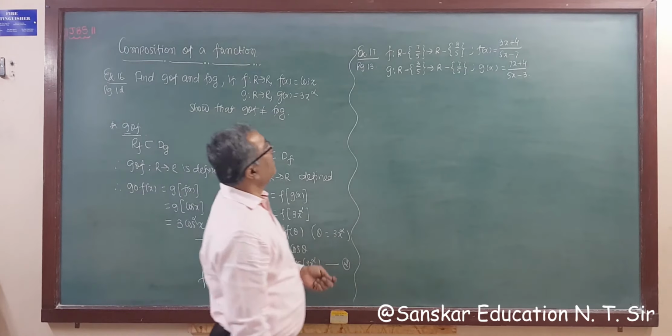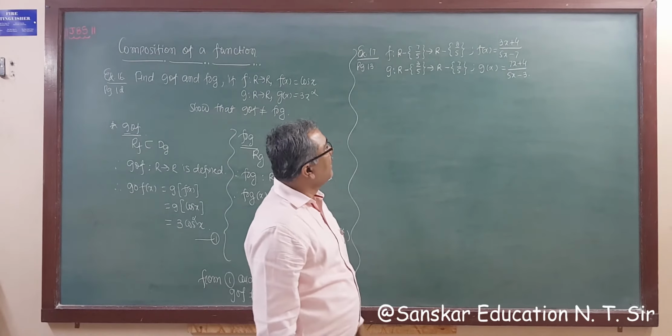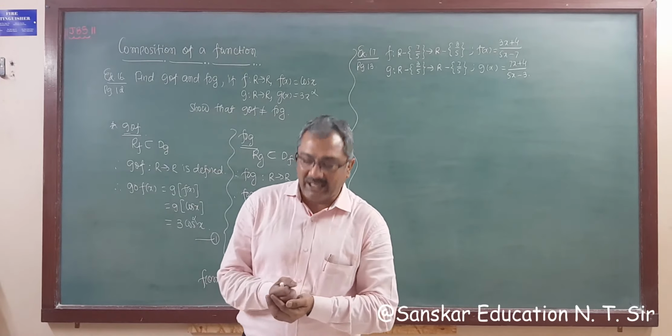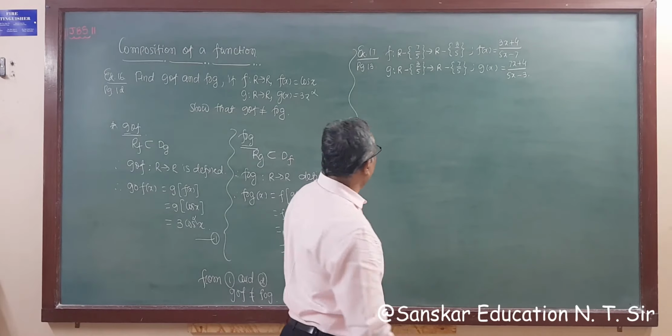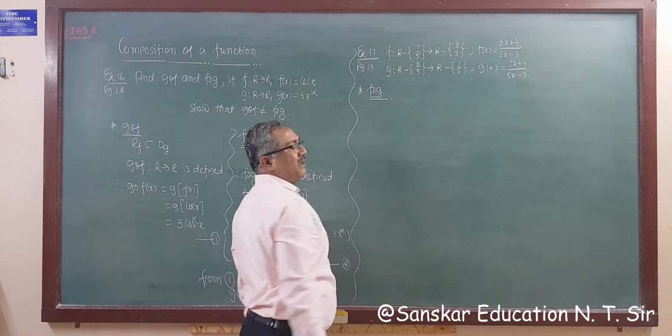So the next question is example number 17, page 13, right? Given that f from R minus 7 by 5 to R minus 3 by 5, and f of x is 3x plus 4 upon 5x minus 7, and g from R minus 3 by 5 to R minus 7 by 5, g of x is given as 7x plus 4 upon 5x minus 3. Then we have to prove that f over g is equal to I A and g over f is equal to I B. So first of all we can find out f over g.